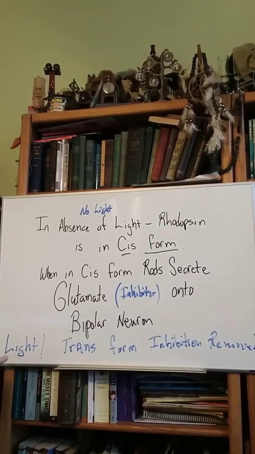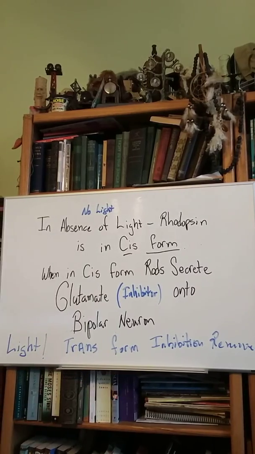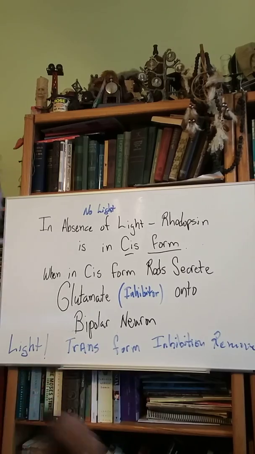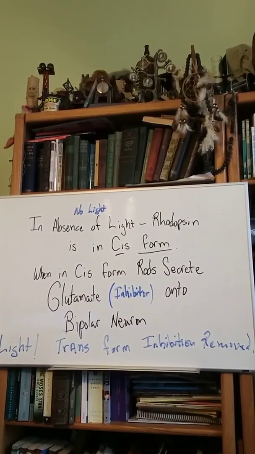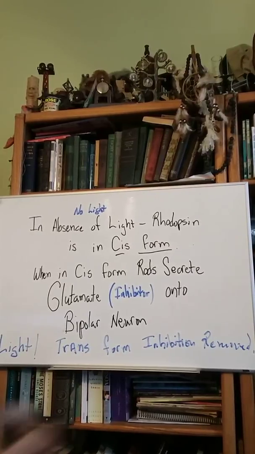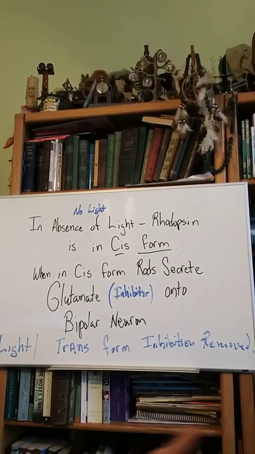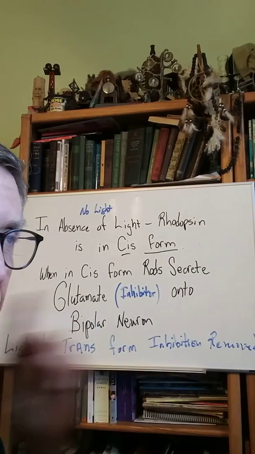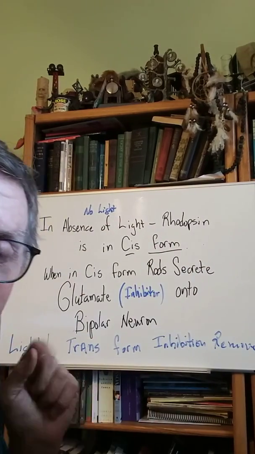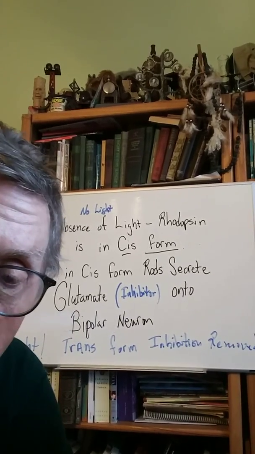When you have light, as we see down here in the lower left, we said that converts the rhodopsin to the other form, that straight form, the trans form. And when you do that, the rod cell stops secreting glutamate onto the bipolar neuron. So the inhibition is removed and a signal is sent to your brain saying, I see light. That's how it works. That's how you're able to put together this composite picture that you see as an image with vision.